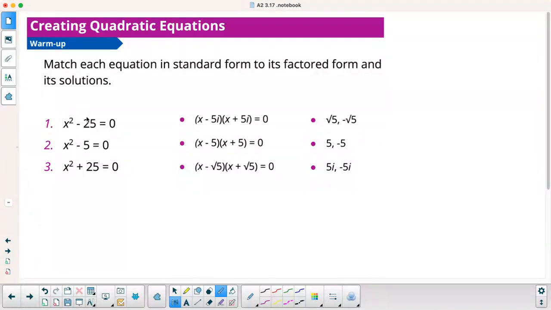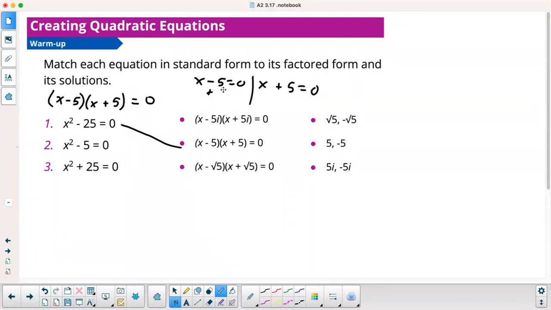Okay, so this is a difference of squares. So it's x minus 5 times x plus 5. So then you get this one here. So match those. And then obviously if I set each factor equal to 0, make two equations here, add 5, I get x equals 5 and negative 5. So that'd be these ones right there. So if I go that route.